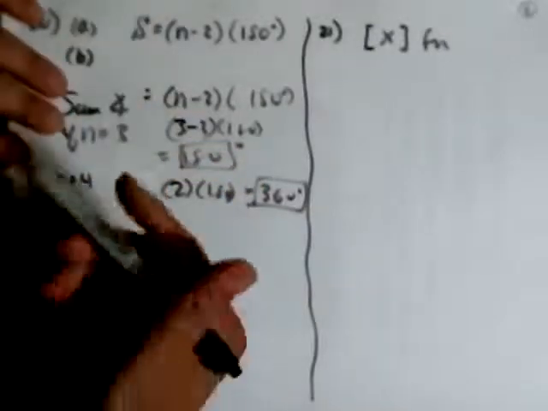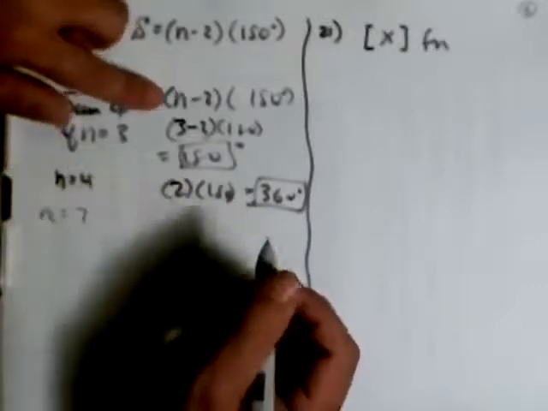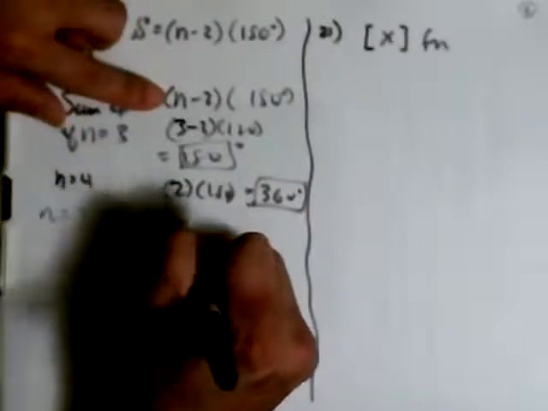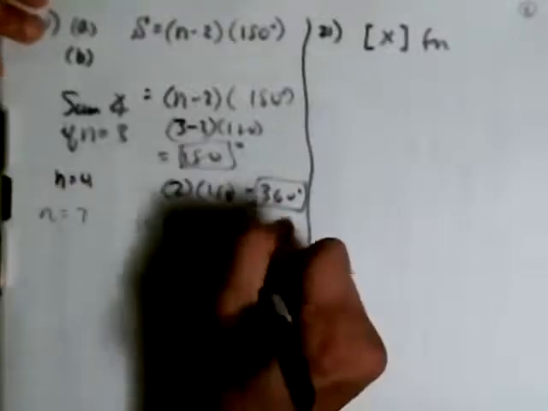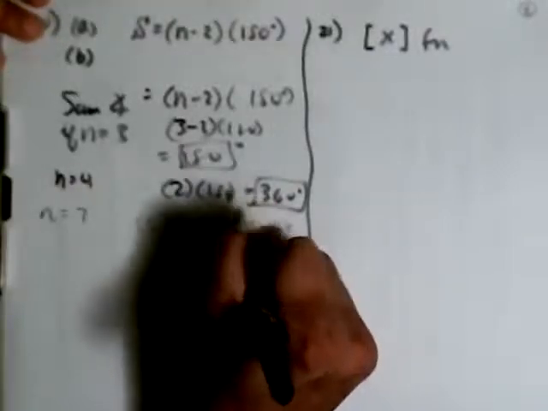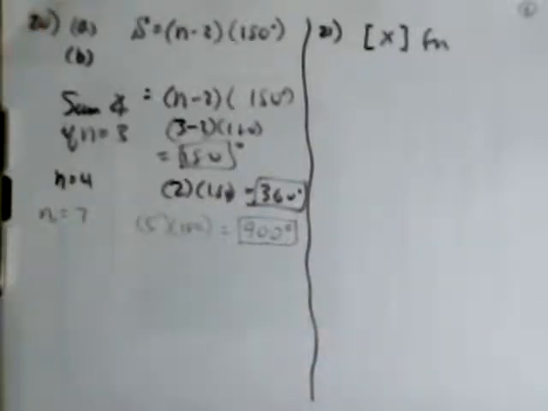Let's say n equals 7. It's going to be 7 minus 2, which is 5, times 180. 180 times 5 is 180, 360, 540, 720, 900. 900 degrees. So n equals 7, that's a heptagon, right? A 7-sided figure is called a heptagon, and it has 900 degrees.